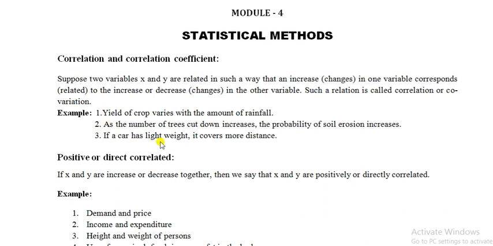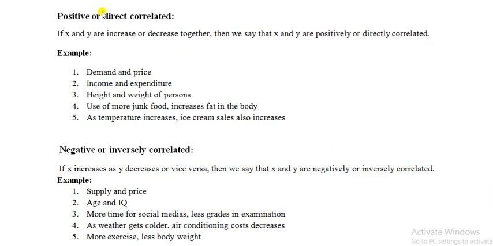Then in correlation, there are two types. One is positive correlation and another one is negative correlation. So first one we will discuss is positive correlation. First one is positive correlation, or it is also called direct correlation.